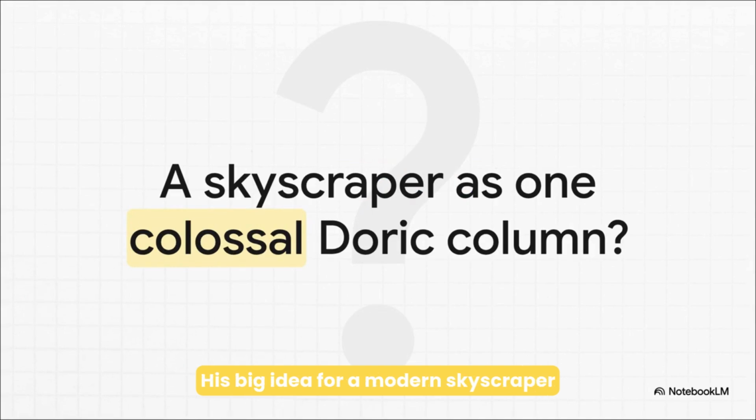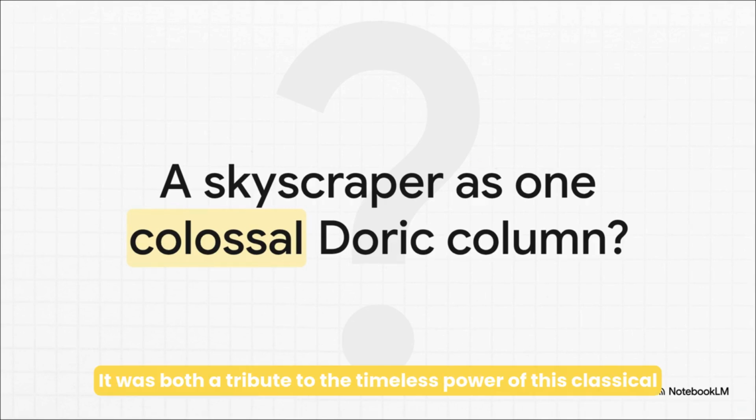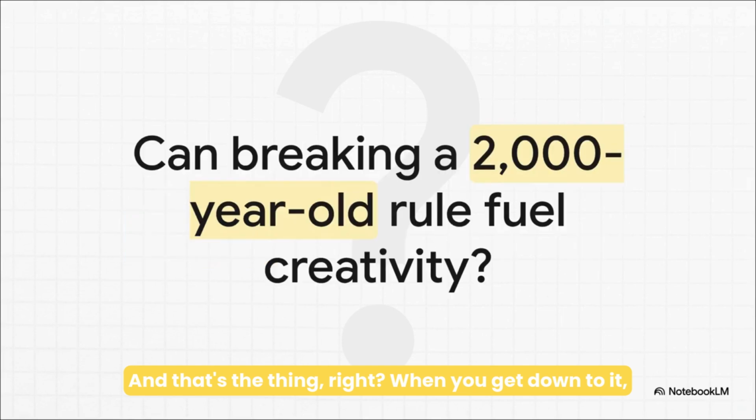His big idea for a modern skyscraper was to build one single, gigantic, soaring Doric column, completely covered in polished black granite. It was insane. It was both a tribute to the timeless power of this classical shape and a total slap in the face to modern fads. He was basically screaming that this 2,000-year-old form had more integrity and power than any newfangled glass box.